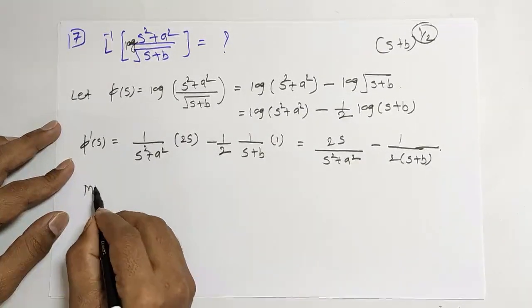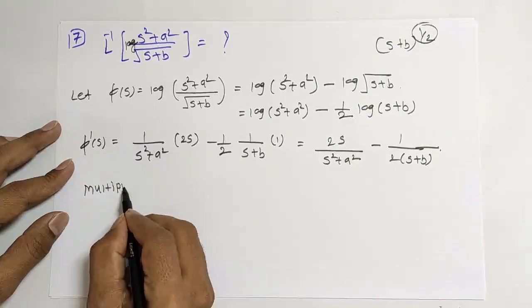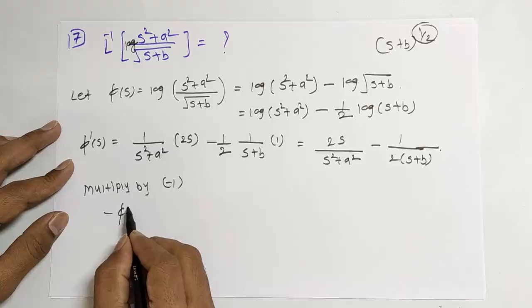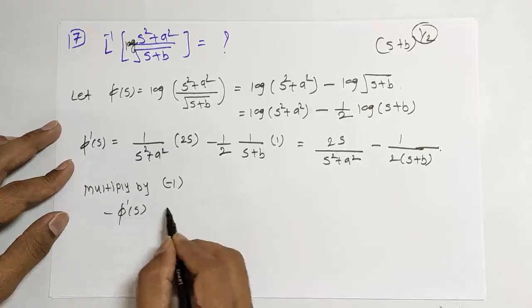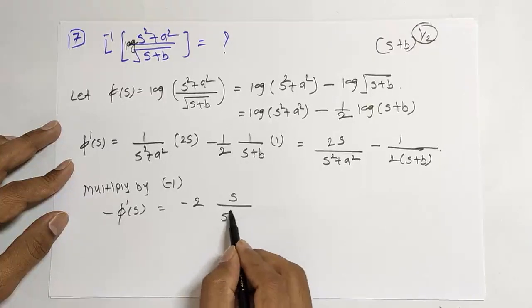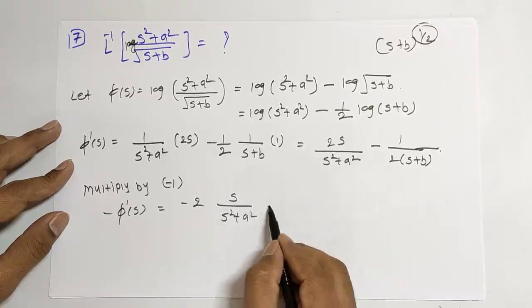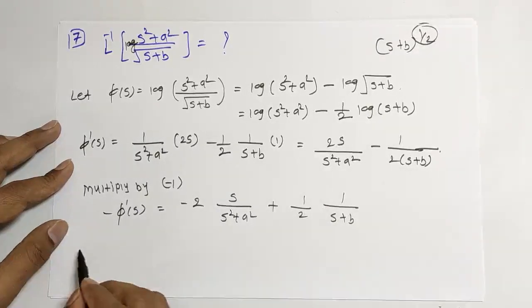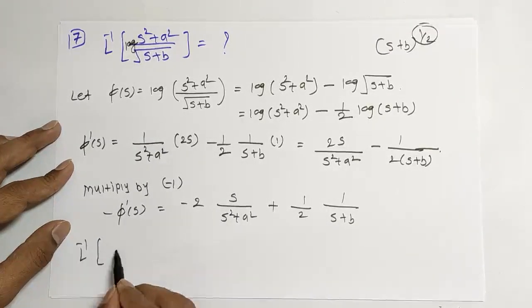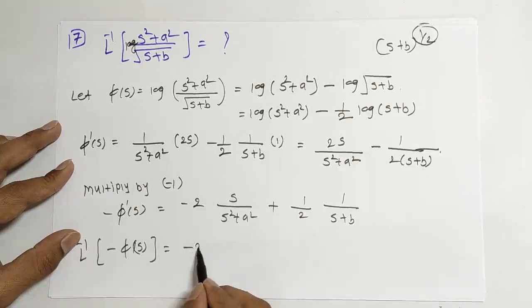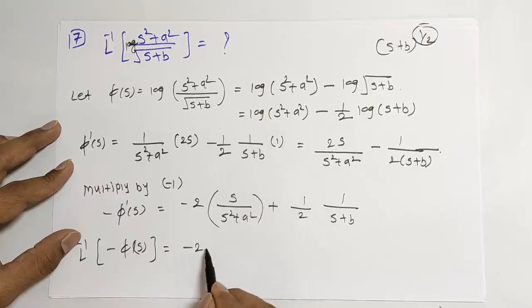So multiply by -1. So minus phi dash of s is equal to, ये वाला टर्म नेगेटिव होगा, so s upon s square plus a square, और ये टर्म पॉजिटिव होगा 1 upon s plus b. Now taking inverse Laplace, so -2, and L inverse of this term is cos of at.